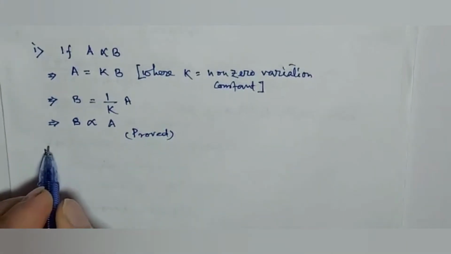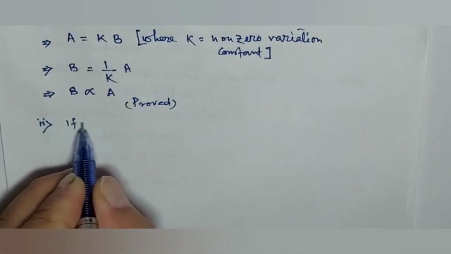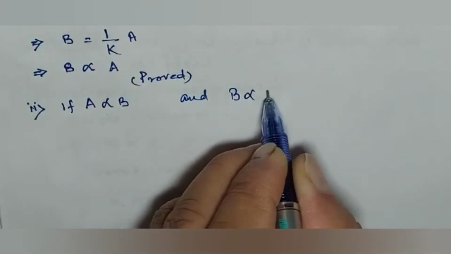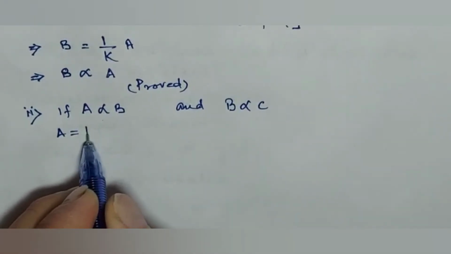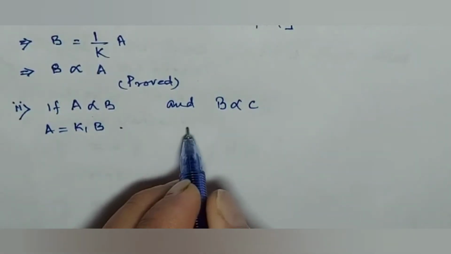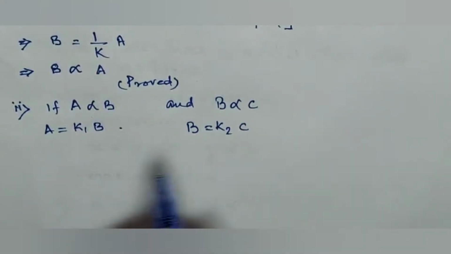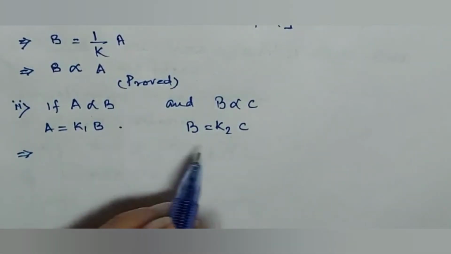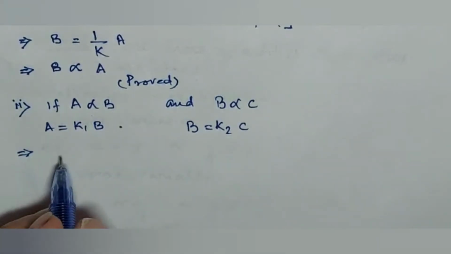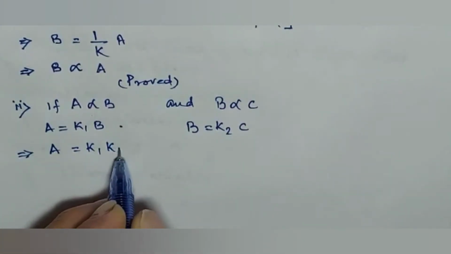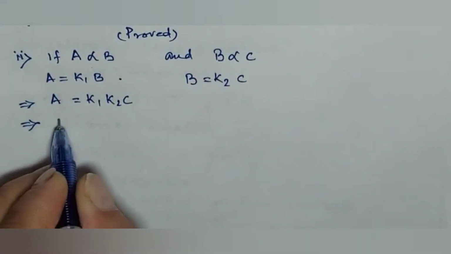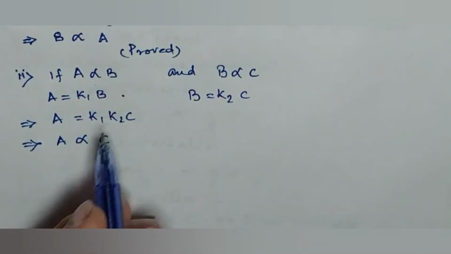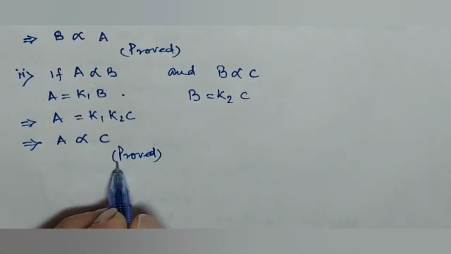Number 2, if A proportional to B and B proportional to C, then you can write A is equal to K1B and B is equal to K2C, where K1 and K2 are non-zero variation constants. So we can put the value of B in A is equal to K1B. So A is equal to K1 K2 C. That is A proportional to C, where K1 and K2 are non-zero variation constants. That is, the second property is proved.